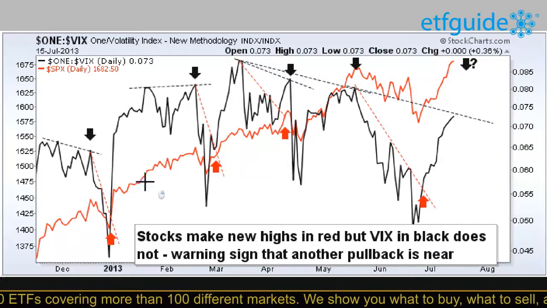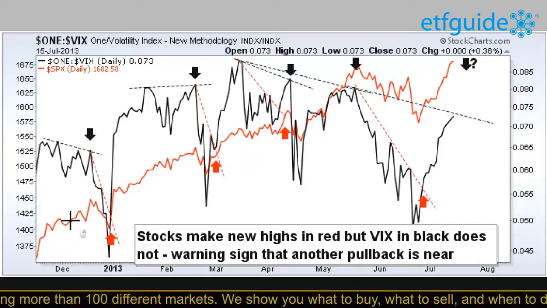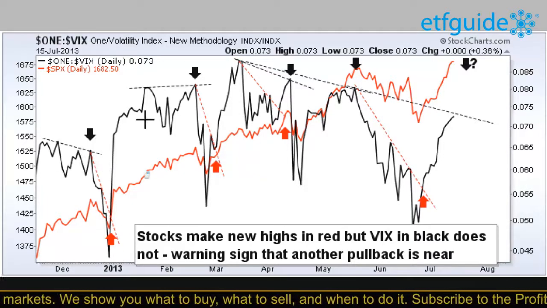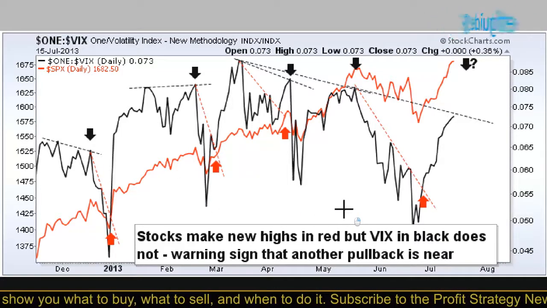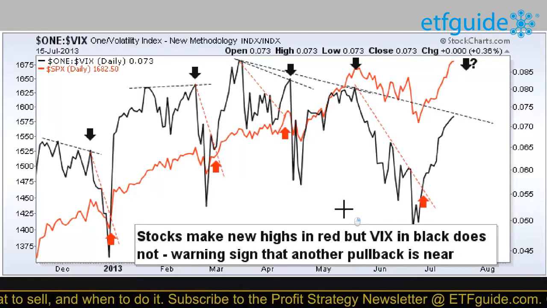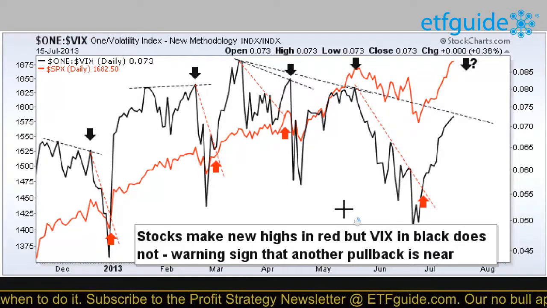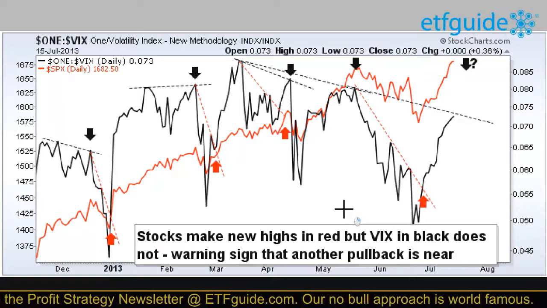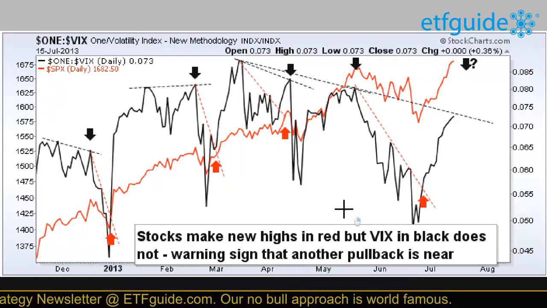the S&P in red, and you can see that typically the S&P is rising along with the inverse VIX, and then the inverse VIX is falling along with the S&P. And this may help you better understand the VIX as it's no longer inversely correlated, but now positively correlated with the S&P 500.